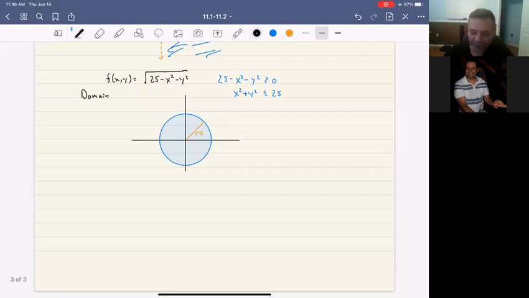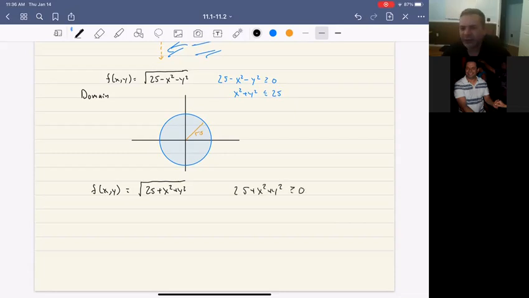All right, I said one more, very similar. I just want to remind you what would happen if it was f of x,y equals the square root of 25 plus x squared plus y squared. Well, there you're not going to have any restrictions, because 25 plus x squared plus y squared is always greater than or equal to 0. So our domain here is the entire plane.